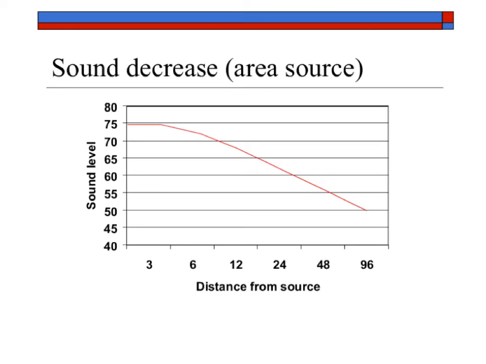Plotting the sound decrease from an area source will give us something like this, where the sound level stays approximately constant out to the small dimension divided by 3, then acts like a line source out to the longer dimension divided by 3, and then like a point source. So we have 0 decibels per doubling, 3 decibels per doubling, and then 6 decibels per doubling of distance.